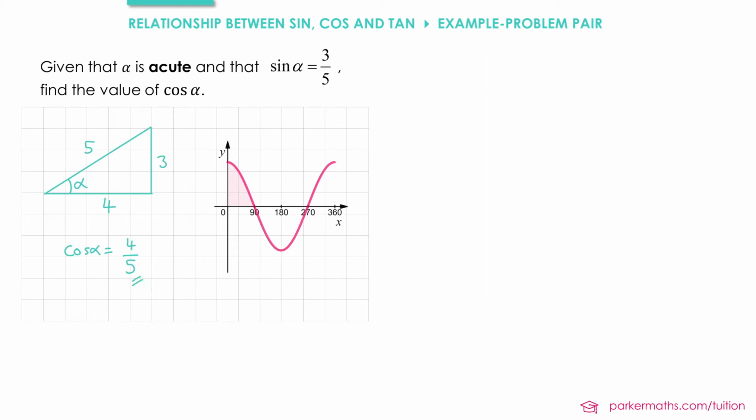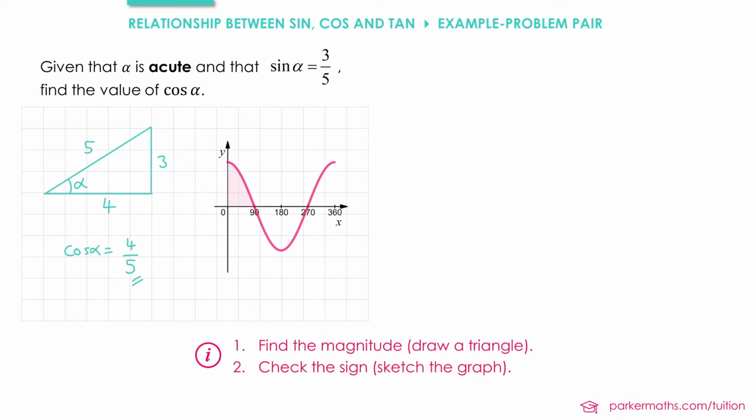So in summary, when you're doing one of these questions, here are the 2 steps that you need to go through. Number 1, we use a right angled triangle to find the magnitude of sine, cos or tan. And then number 2, we sketch a graph to check the sign. If you follow those steps, you'll probably find most of these questions quite straightforward.